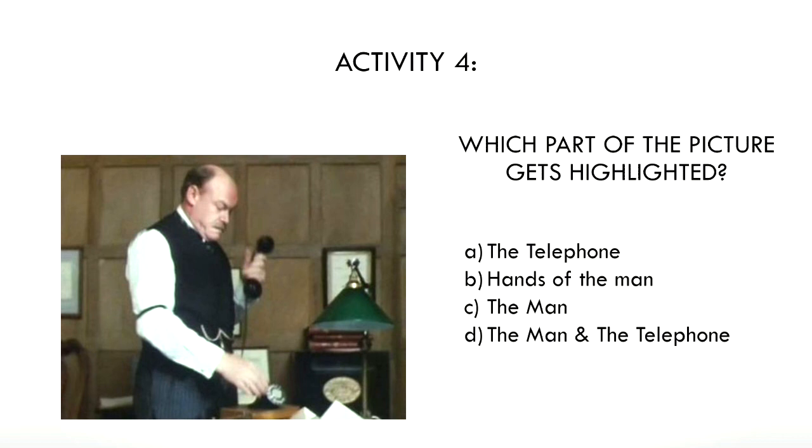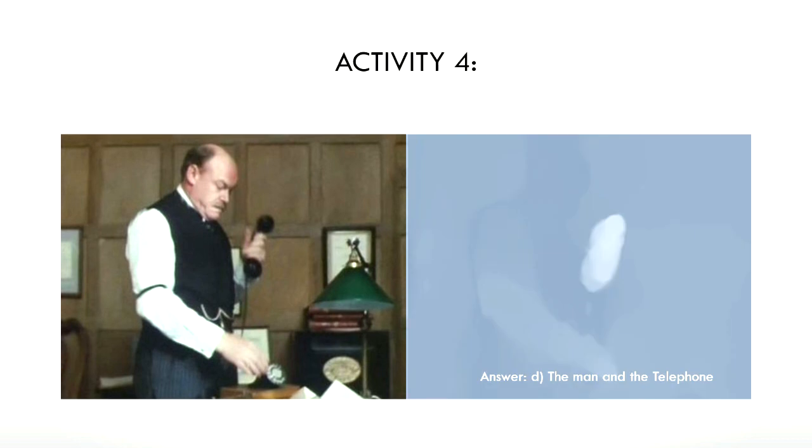Now you have a man dialing an old telephone. What would get highlighted? The telephone, the hands of the man, or the man and the telephone? I'm not sure if this picture is clear, but the answer is the man and the telephone. The telephone gets identified more because that's the object that is actually moving. But if you consider a frame of reference, the man himself is also moving in the shot, so he will also be identified.